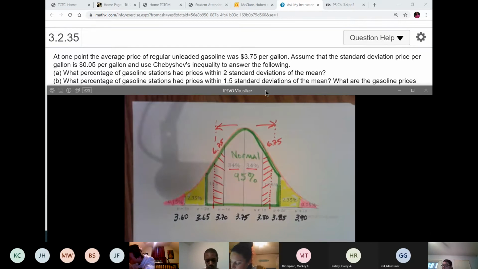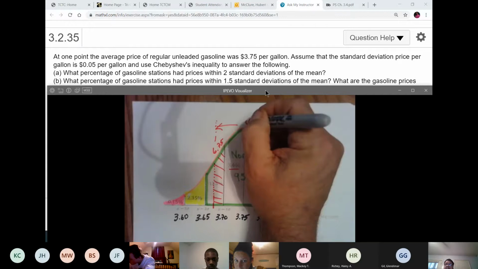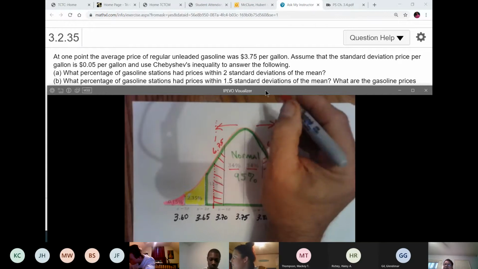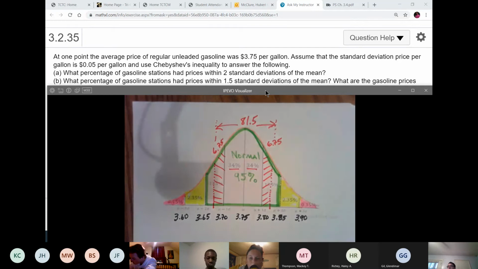81.5. Whatever you say. I'm not calculating it. So somebody confirm 81.5. I got 81.5 too. Okay. So if you were doing the empirical rule, 85% would be between 1.5 and 1.5 standard deviations.